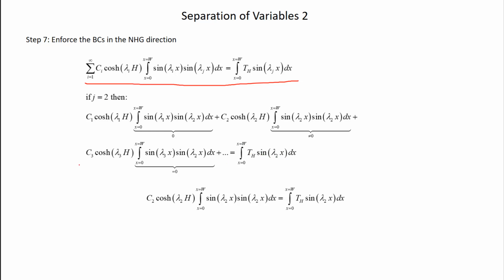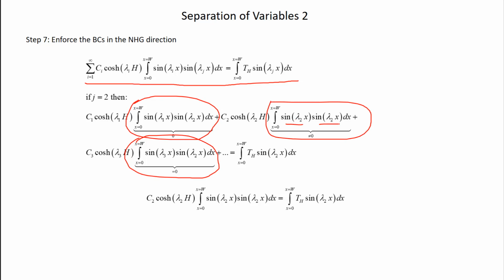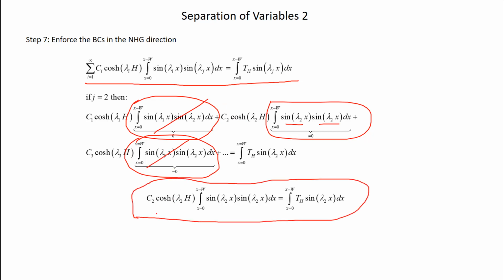If you look at this big sequence of terms, this one has to be equal to 0 by orthogonality. This one has to be equal to 0 by orthogonality. Every other term moving ahead has to be equal to 0 by orthogonality. The only term that's not equal to 0 is this term here, where I'm multiplying sine of lambda 2 by sine of lambda 2. So if I get rid of all these terms that are equal to 0, here's the equation I'm left with. And this is really nice because this is an equation in one unknown. This is a single equation that I can solve for c2. And that's basically the idea.